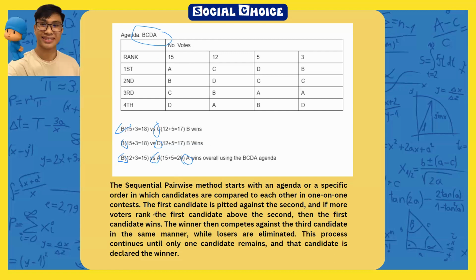So, the first candidate is pitted against the second, and if more voters rank the first candidate above the second, then the first candidate wins. The winner then competes against the third candidate in the same manner while losers are eliminated. This process continues until only one candidate remains, and that candidate is declared the winner. So this sa example na to, it is letter A.